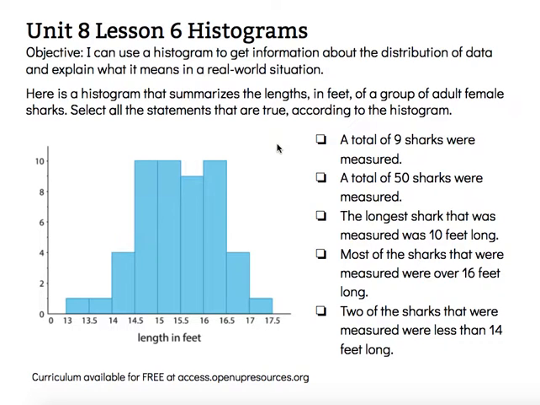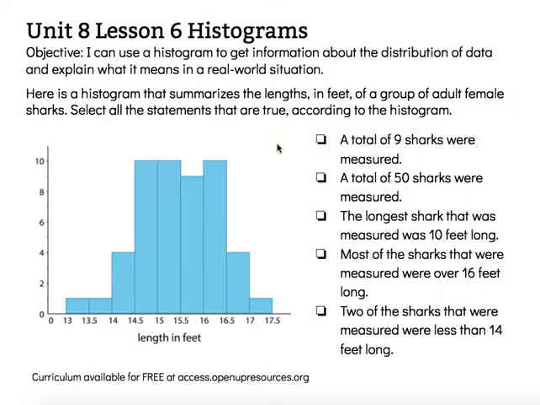So the graphic you see is called a histogram. It's a type of bar graph. You'll notice that the bars are right next to each other. There's no spaces in between them. That's because it's representing a range of numbers in between, in this case, 13 and 17 and a half. So we're not looking at individual data points, but rather where the data fits within that range.